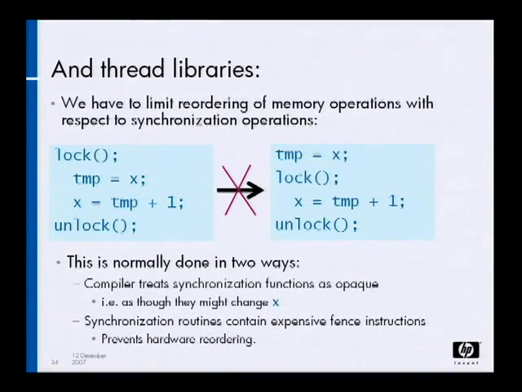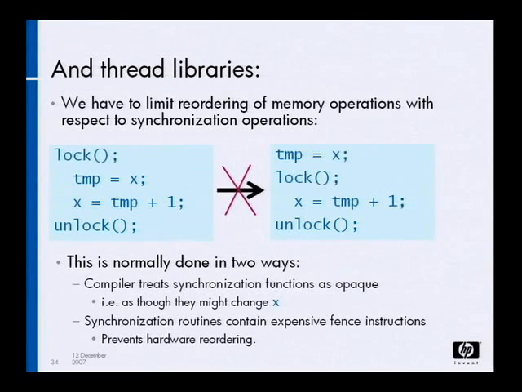And therefore, it looks like to the compiler like lock and unlock might touch x. And therefore, you can't do this sort of movement of the memory operation because that looks to the compiler already like it might be incorrect. On the other hand, the other part of this has to be that we have to prevent the hardware from doing the equivalent of that. We normally do that by putting fence instructions into the implementation of lock and unlock. So clearly, this is disallowed.